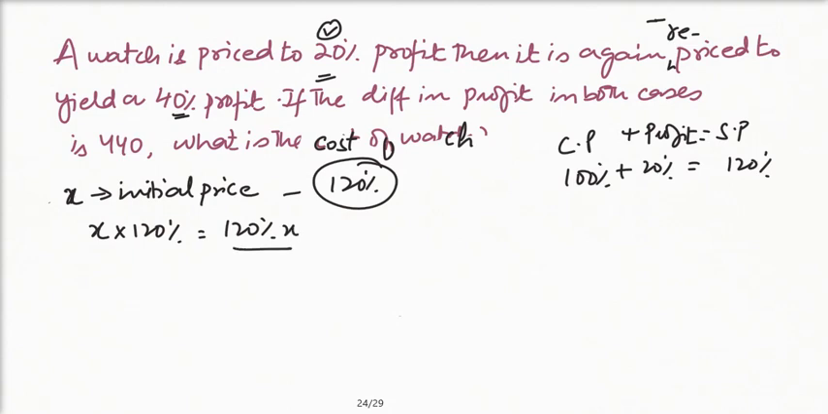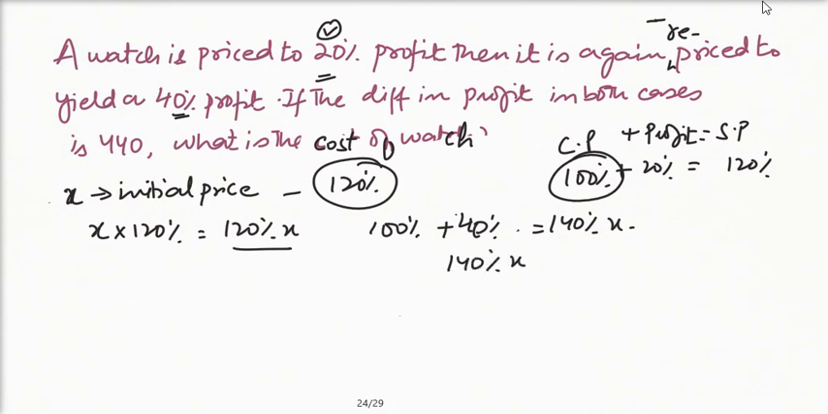Then it is again repriced. Reprice means that again we are going to 100%, and it is multiplied by a 40% increase, so it becomes 140% of X. So it becomes what? Then it goes again to 100%, and we take 40% profit, so it becomes 140% of X. The value becomes 140% of X.